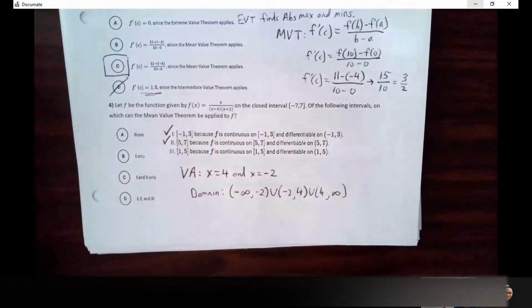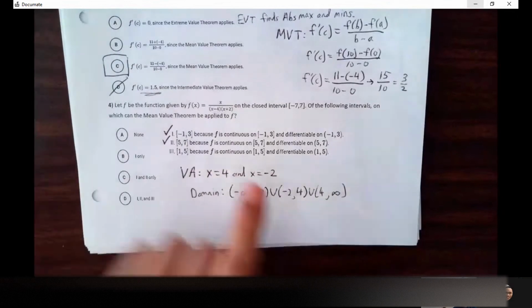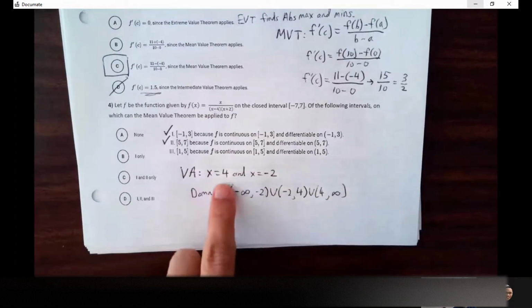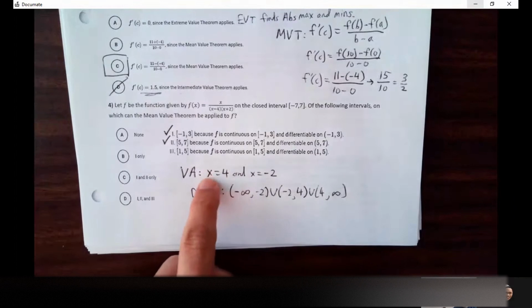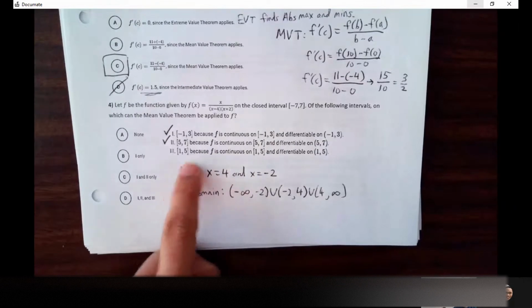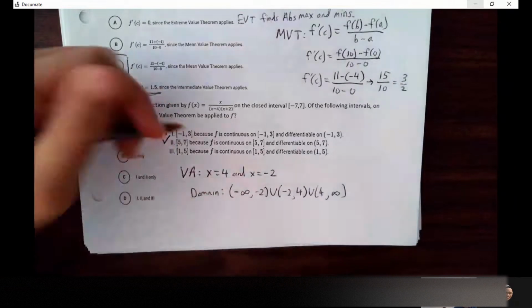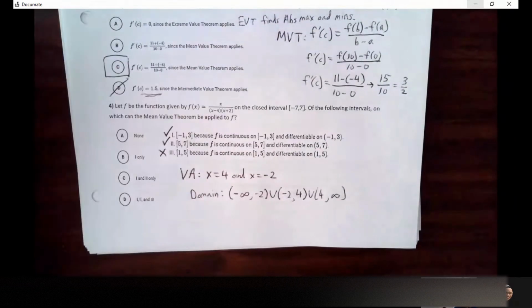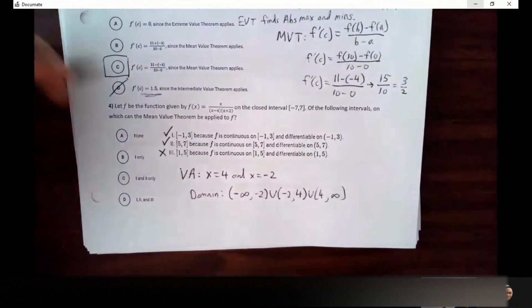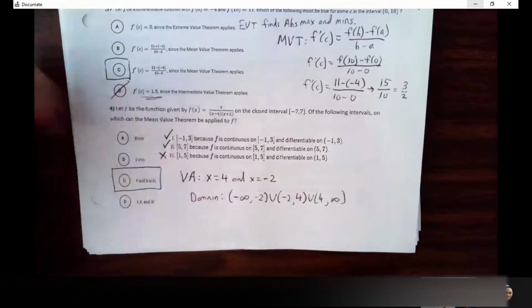We can keep that. But from 1 to 5 is an issue, right? If we go from 1 to 5, it's going to have to cross through that vertical asymptote. There's a break, and because there's a break between 1 and 5, we can't apply mean value theorem in that interval. So only answer choice 1 and 2, C.